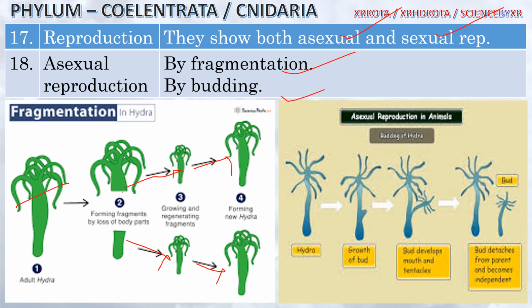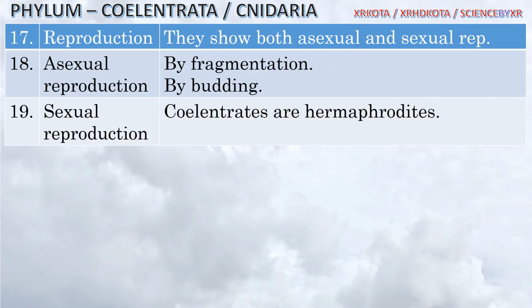Budding we also studied in class 10th: somewhere the cells start growing and forming an outgrowth that is called a small bud. The bud keeps on growing, and when it becomes mature, it detaches from the body and acts as a new individual. Now sexual reproduction.